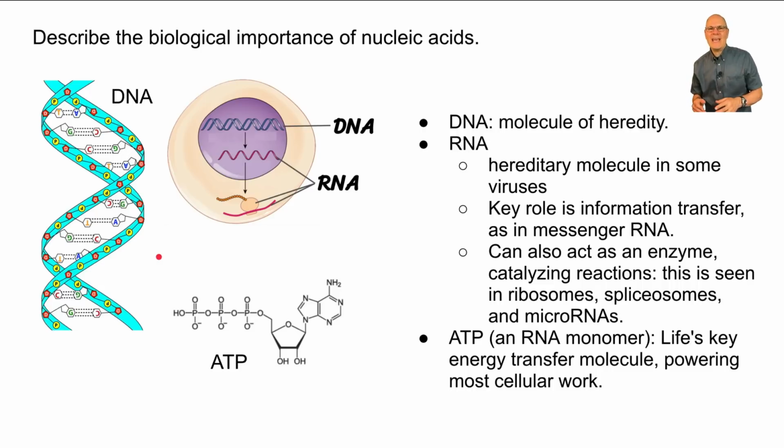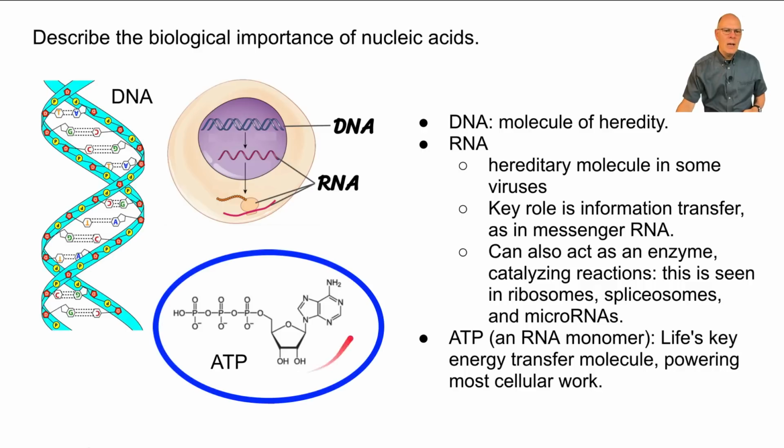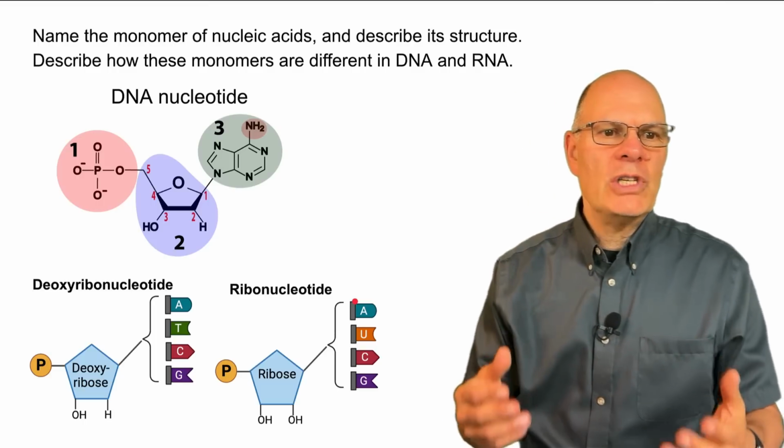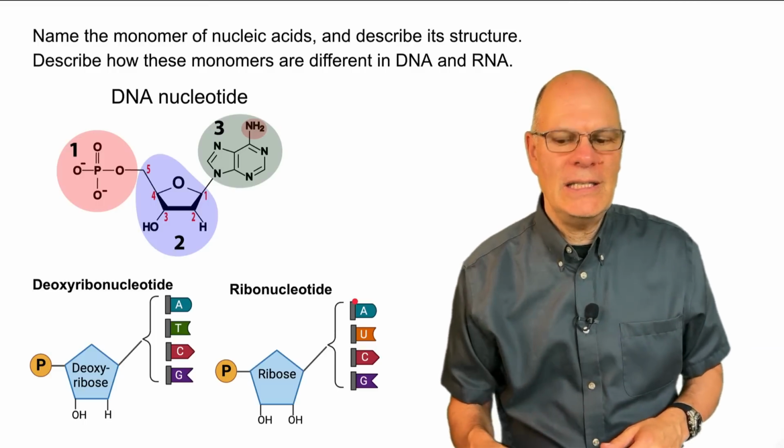And I finally want to say that this typically isn't put into this unit, but ATP is a nucleotide monomer. It's one of the monomers of RNA, and it's the energy molecule of life. It's how cells get work done. What is the monomer of nucleic acids? What's its structure? How are these monomers different in DNA and RNA?